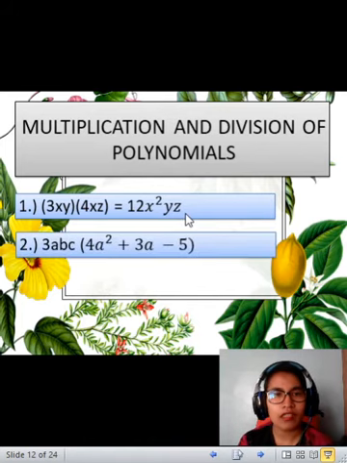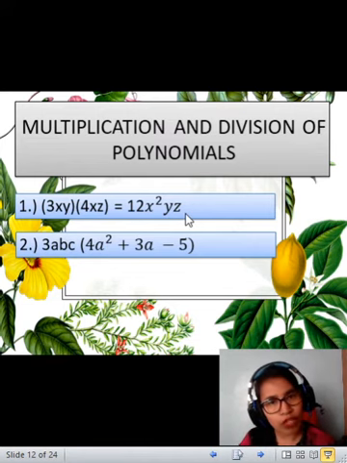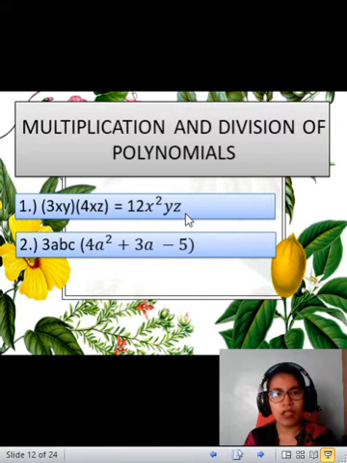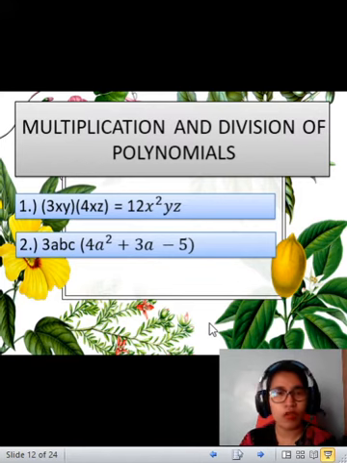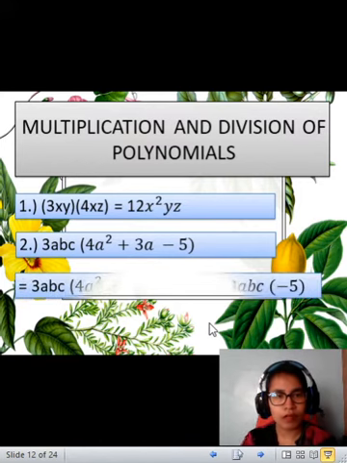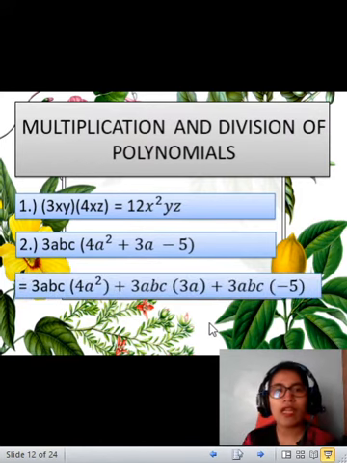And for the next example, how about if it becomes a monomial times a polynomial? So if we multiply this, we will distribute the 3abc to 4a squared plus 3a minus 5. So this is how it looks. Okay, so you have 3abc.